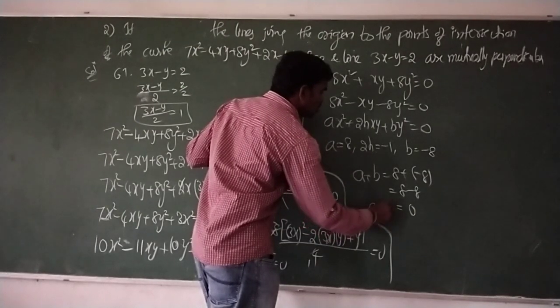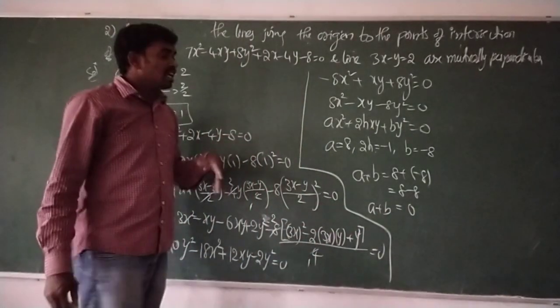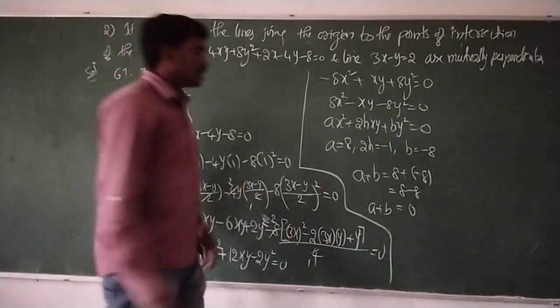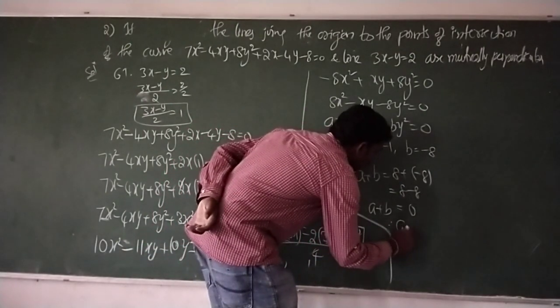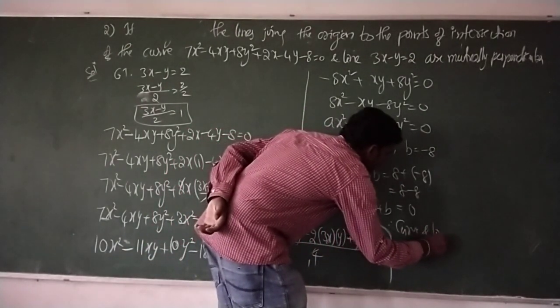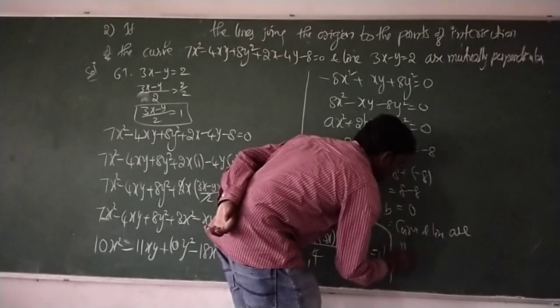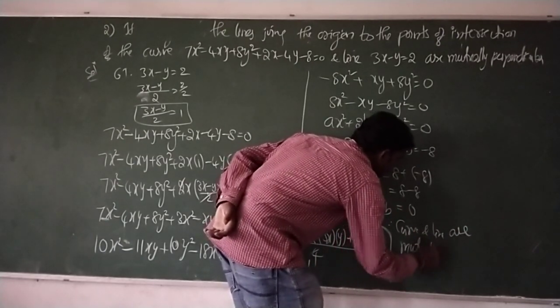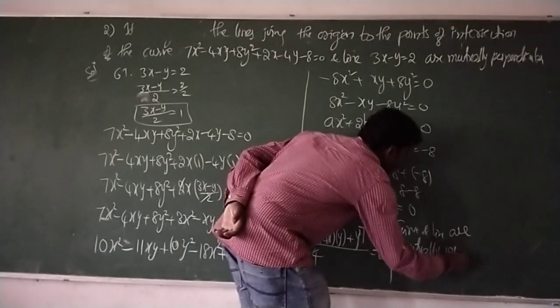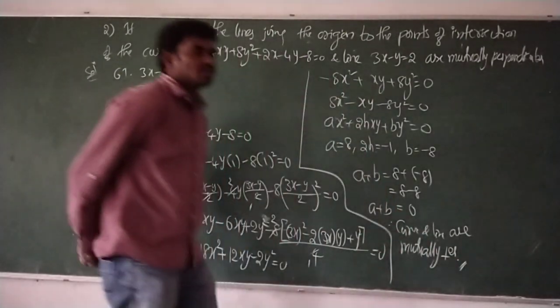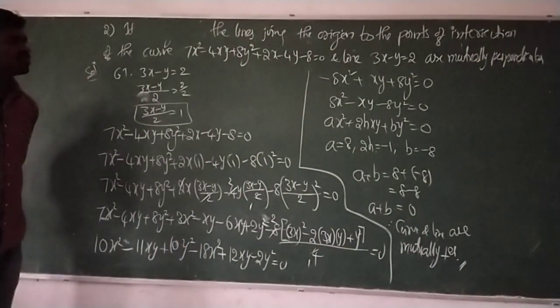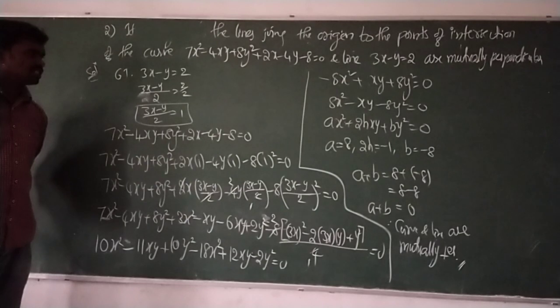a plus b equal to 0 means what? a plus b equal to 0 means lines are perpendicular. Therefore, curve and line are mutually perpendicular. Okay, hence proved. So this is the solution of the second question. See once again.